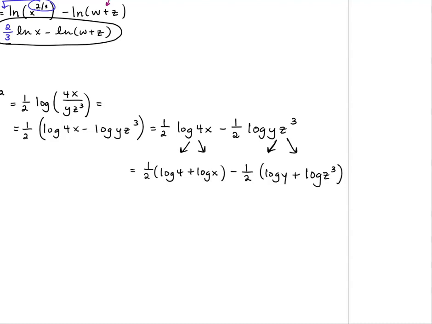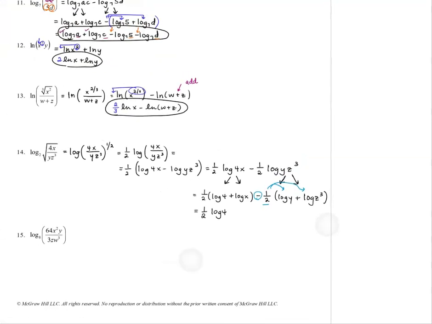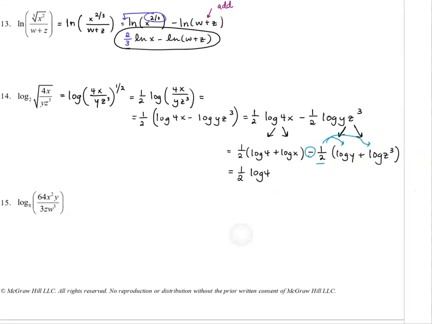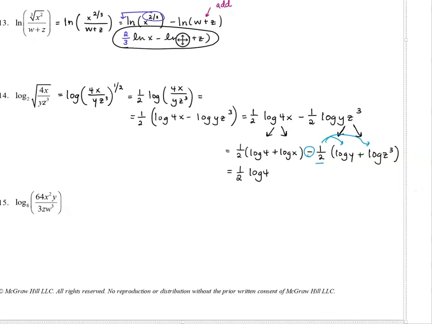So notice in the second one, I do have the minus and the 1/2 there, so I do know that a negative 1/2 will be distributed to both of those logarithms on the end. I'm going to go ahead and distribute the 1/2. And I'm also going to go ahead and distribute the negative 1/2.